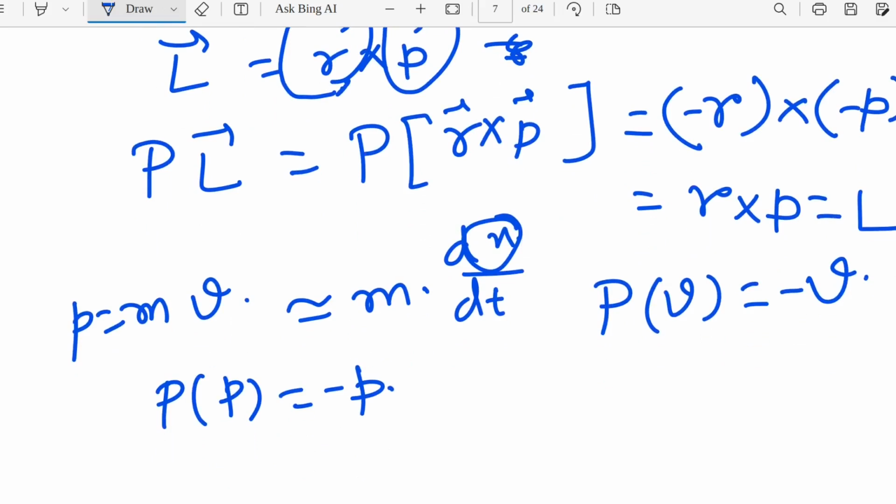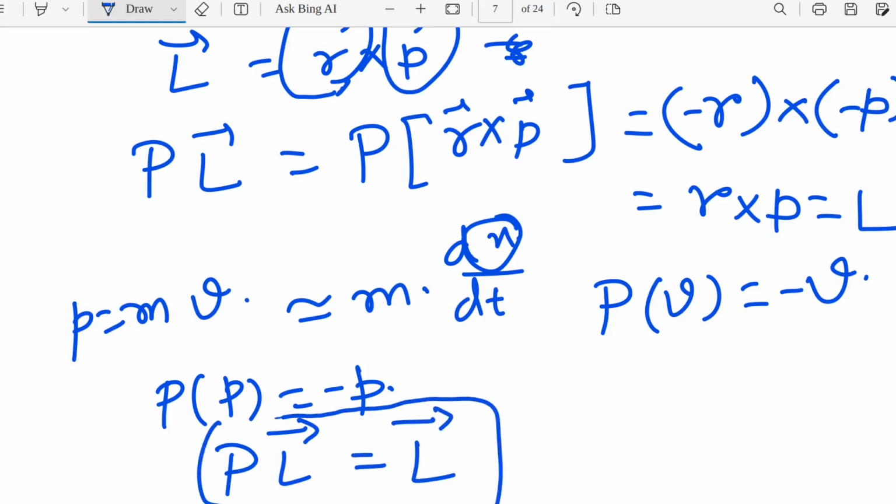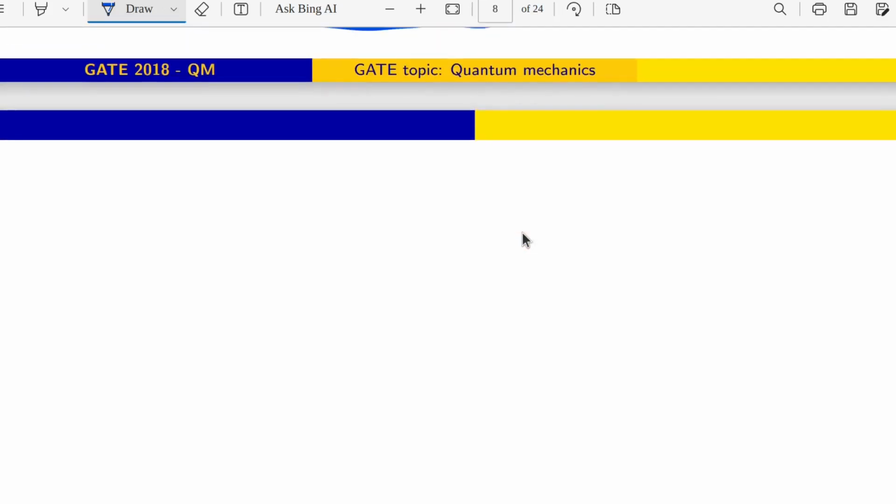So what will be the result for this? P of L will be L only. So L will not change under parity. That means it is an even parity, right? Okay, so now coming to B and A.